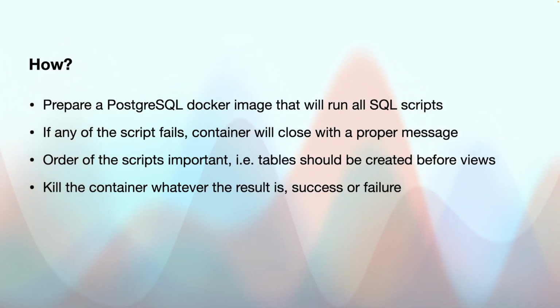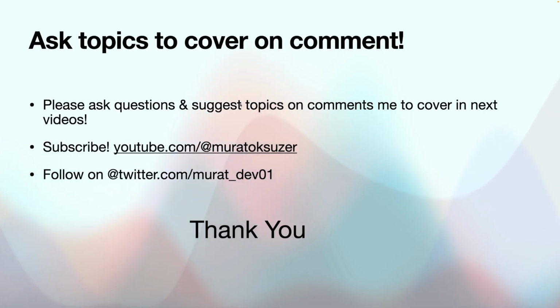Alright, how will we do that? We will prepare a PostgreSQL Docker image that will run all our SQL scripts. If any of the scripts fails, the container will close with a proper message. And sometimes the order of our scripts is important. For example, tables should be created before views. And we will kill the container whatever the result is, because this is just for testing. Okay, let's start.